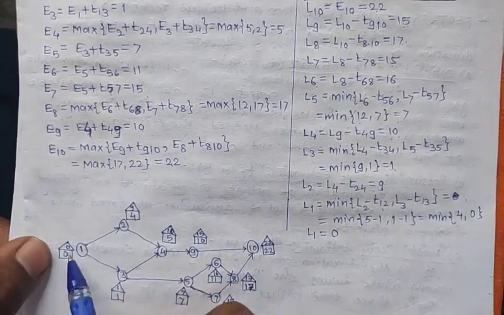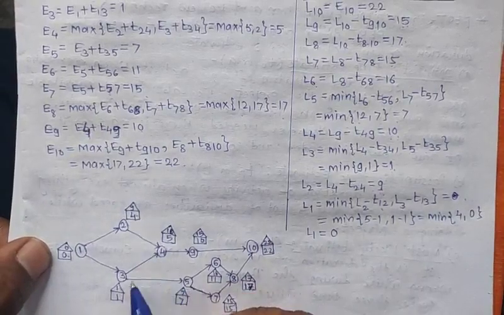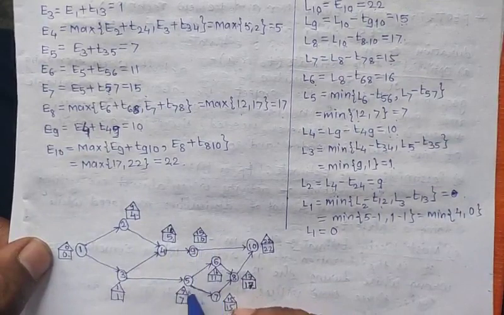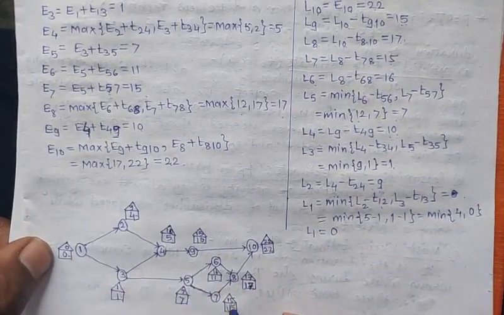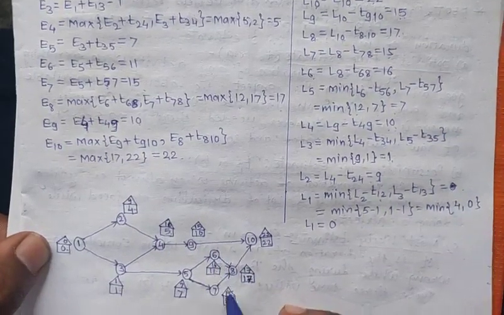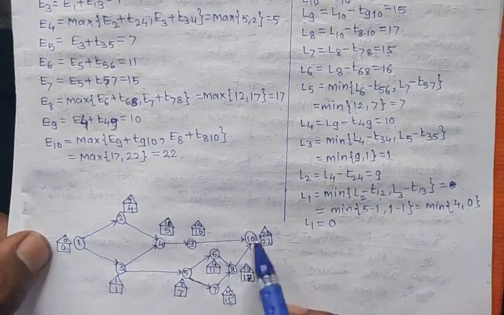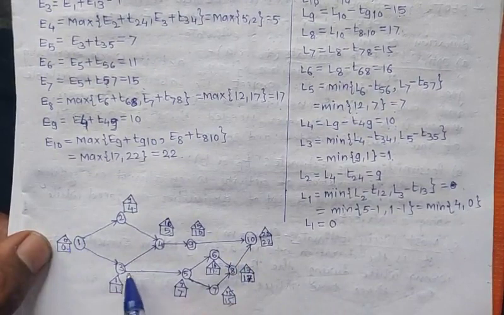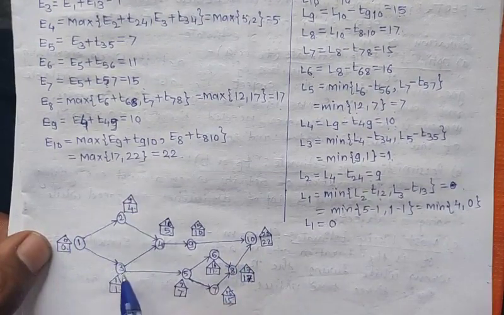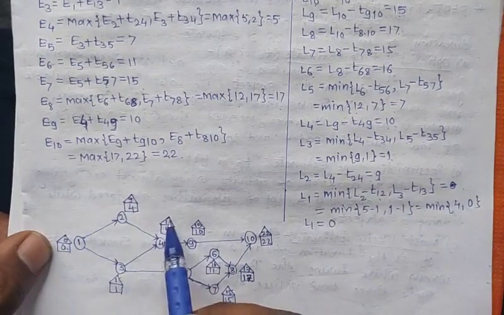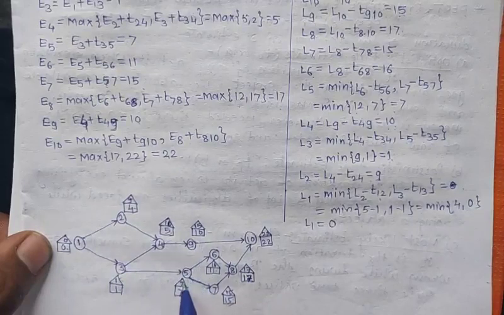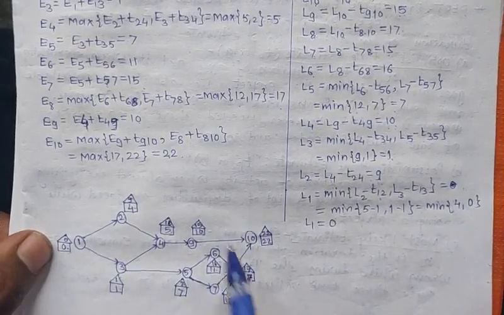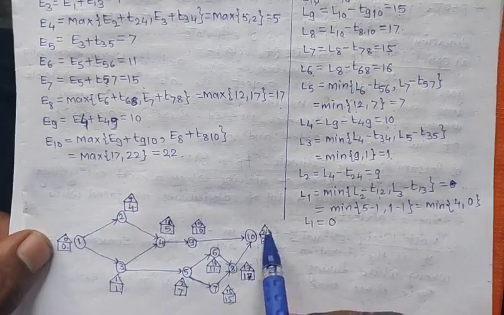So this is the value of E1, this is the value of E2, this is E3, this is E4, this is E5, E6, E7, E8, E9 and E10. And this is the value of L1, this is L2, L3, L4, L5, L6, L7, L8, L9 and this is L10.